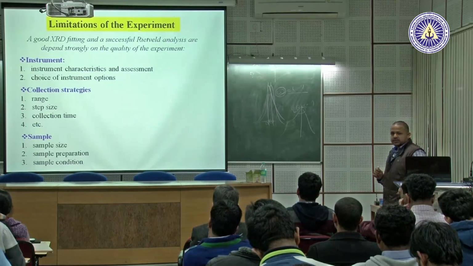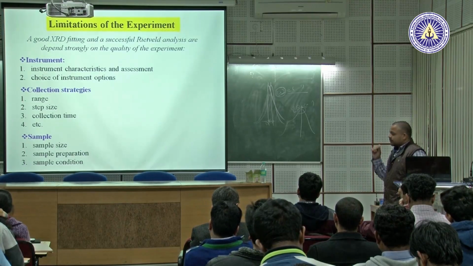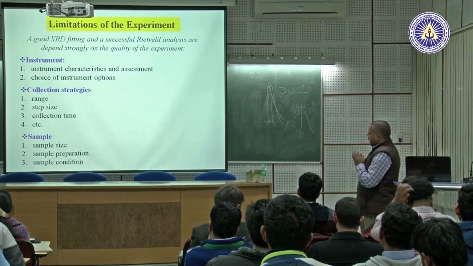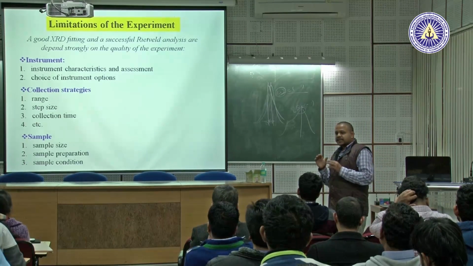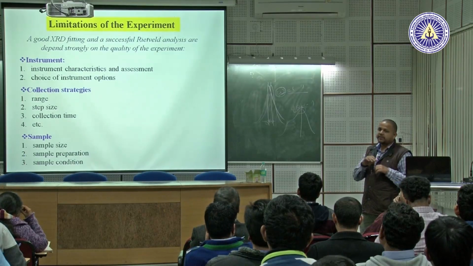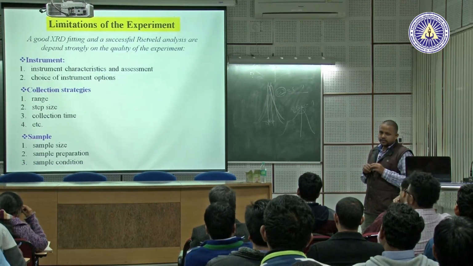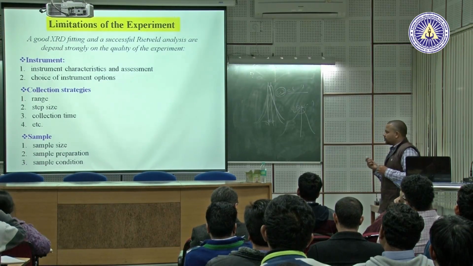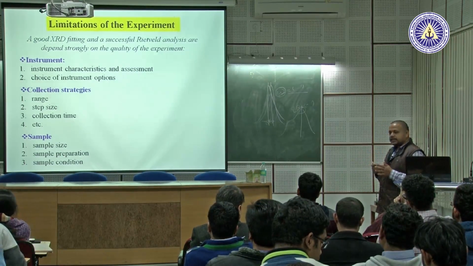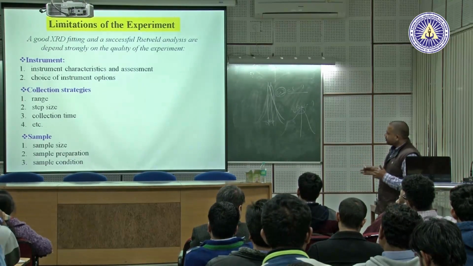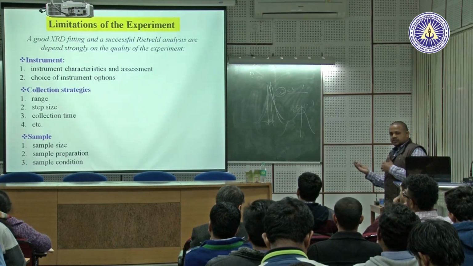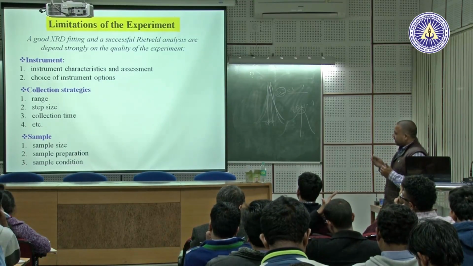What is the importance of step size? If your two peaks are very narrow and you took a larger step size, what will happen? The two peaks will merge and give a broad peak. Broadening will come. So you should take the step size as small as possible, at least 0.02 to 0.05. Third is collection time: what is your speed of collecting the data, etc.